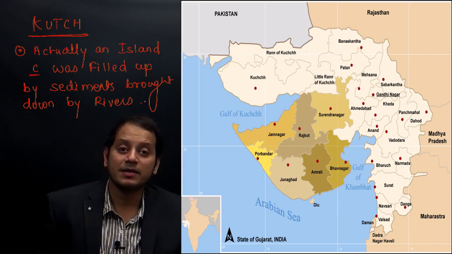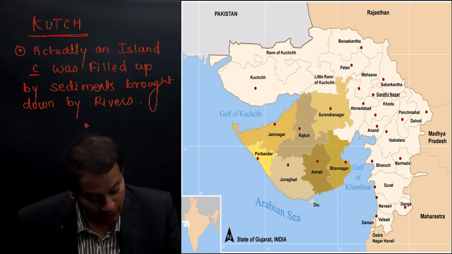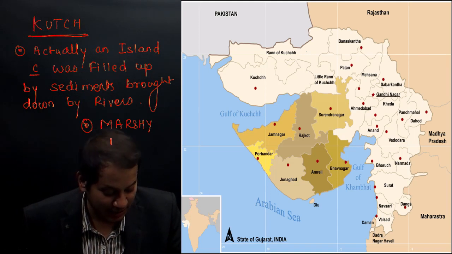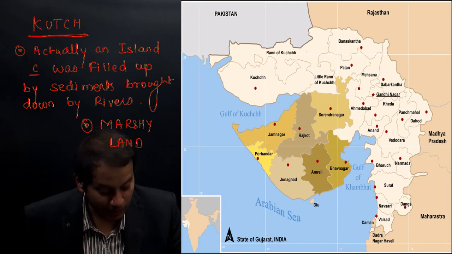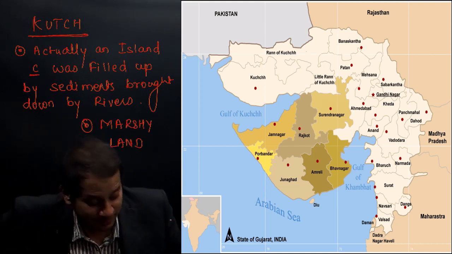Brought down by the rivers. What is this? What is the situation today? Today it is a marshy land. What is the third point you have to remember after it is a marshy land?